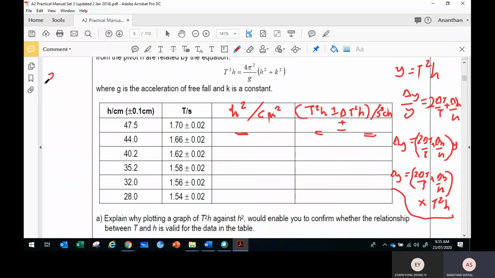Or the second method. So what is the second method? The change of t squared h is equal to t squared h maximum, actual, minus t squared h minimum. For t squared h minimum, the inside must also be minimum, right? T must be minimum, h must be minimum, so that t squared h becomes minimum. This is the second method to get the uncertainty.